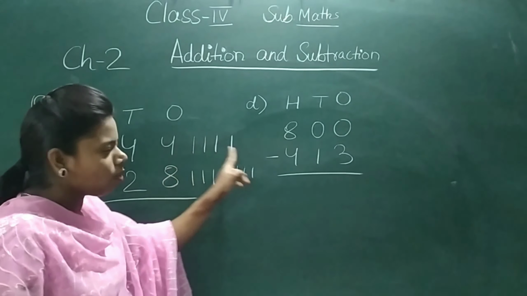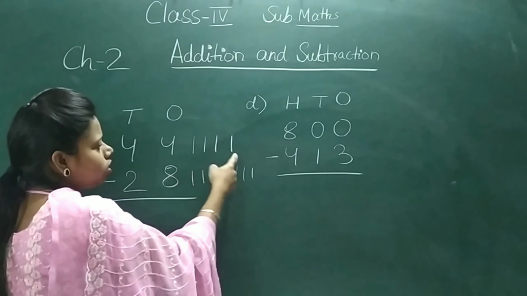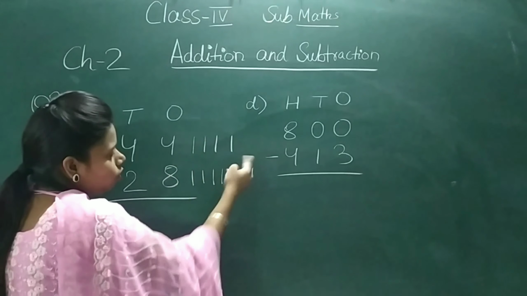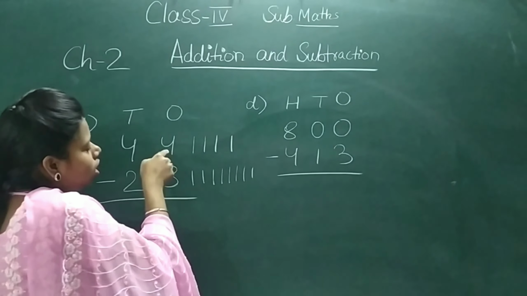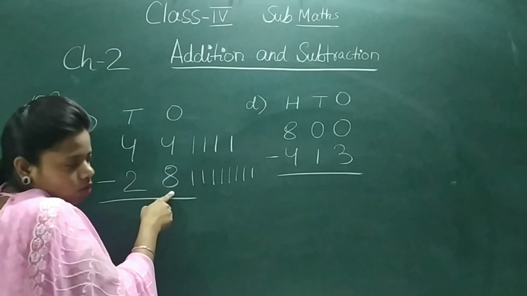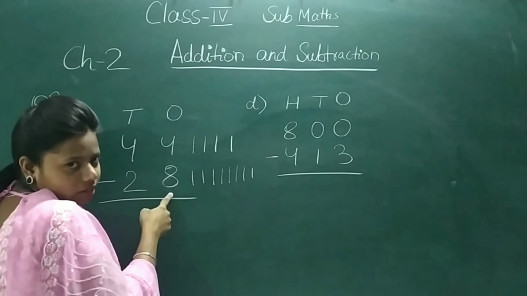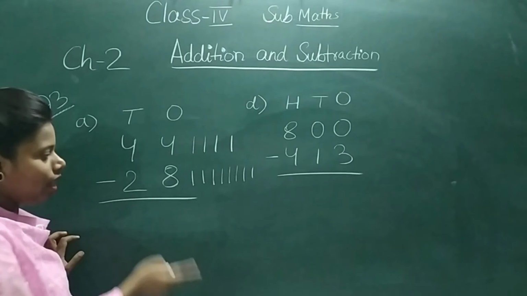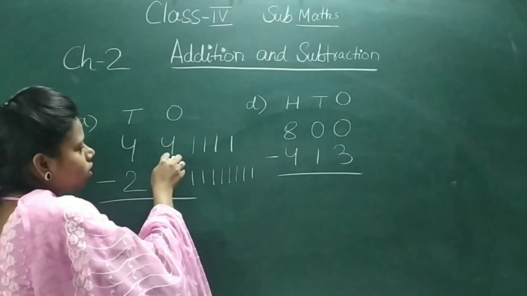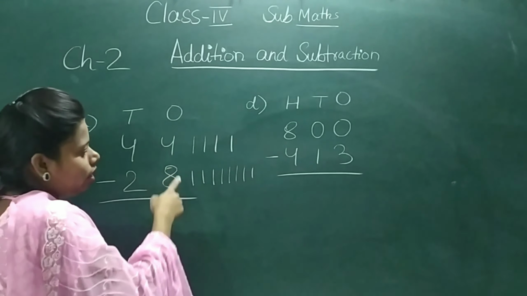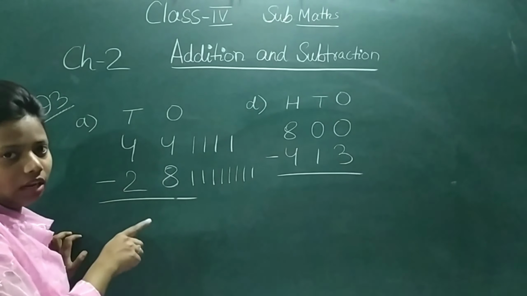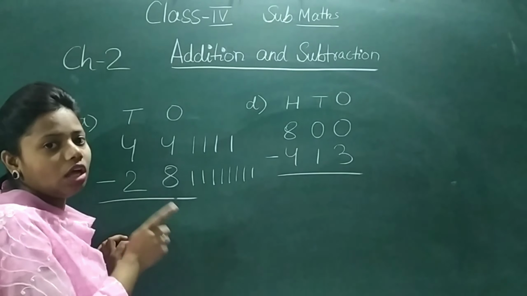Can you cut 8 from 4? Here is just 1, 2, 3, 4 and this number is 8. So can we cut 8 from 4? No, we cannot cut because this one is the small number, this one is the bigger number. So we cannot subtract 8 from 4. So in that case, if the upper number is small and the lower number is bigger, we cannot subtract. So in that case we will take the carry. We will do the borrowing.